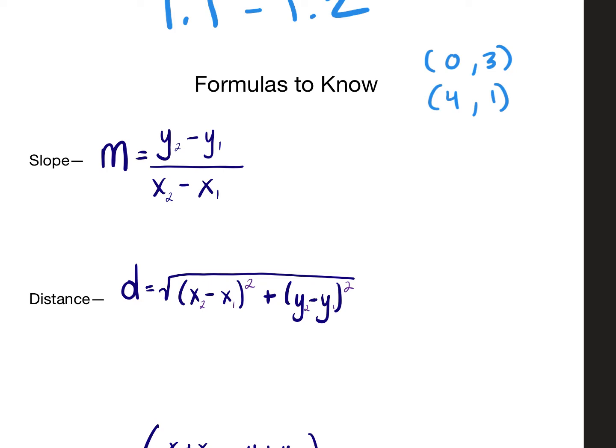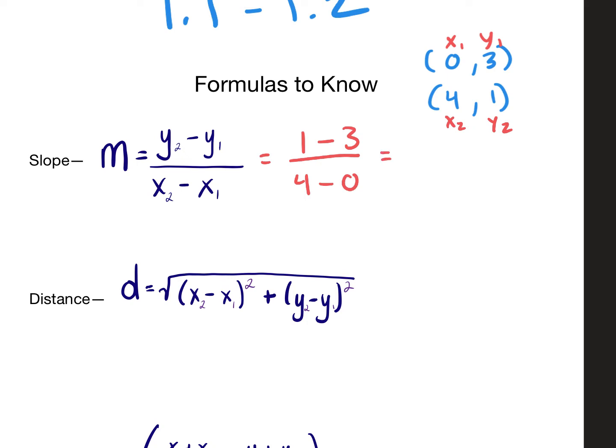What do I need to do to find the slope? How do I know which one's my x1, y1, x2, y2? Perfect. It goes x, then y. We can make this point here our first point. So I'll say this is x1 and y1, and then the second point down here will be x2 and y2. And then we can just plug these four numbers into our formula. So y2 is 1, y1 is 3, so I have 1 minus 3 on top, x2 is 4, and x1 is 0, so 4 minus 0 on the bottom.